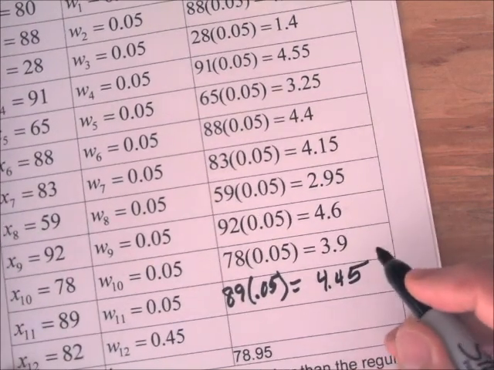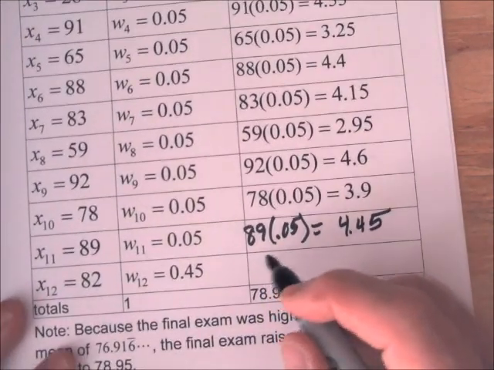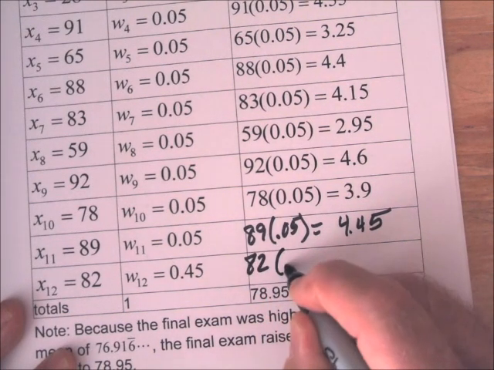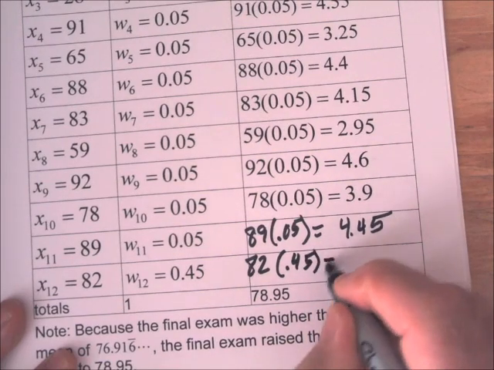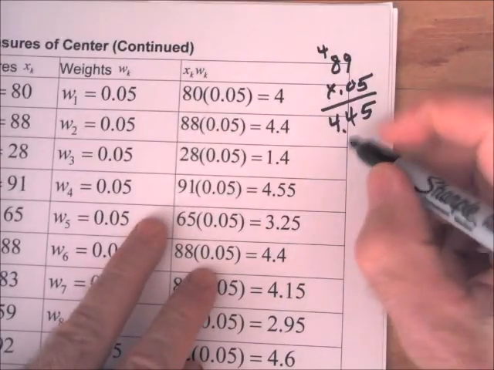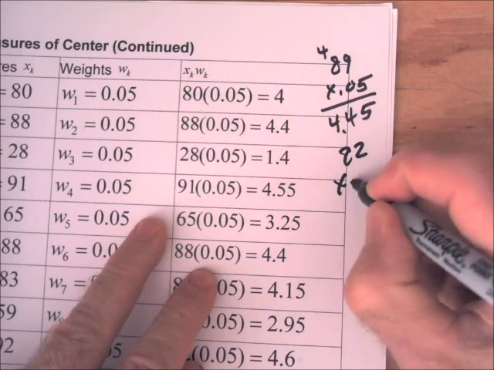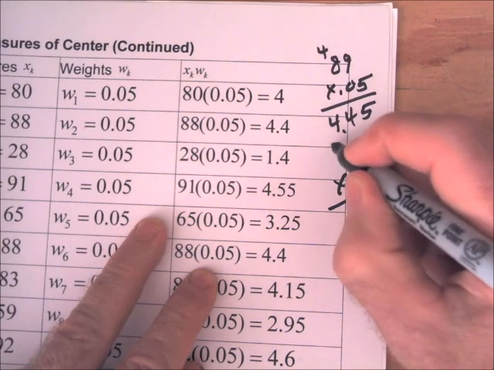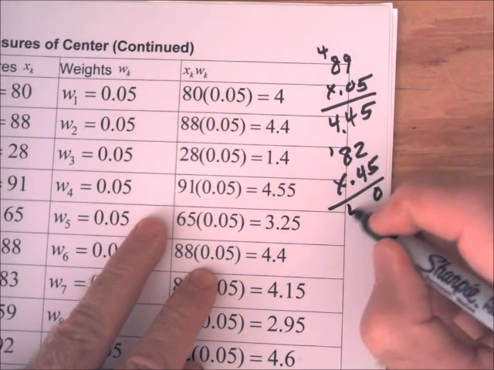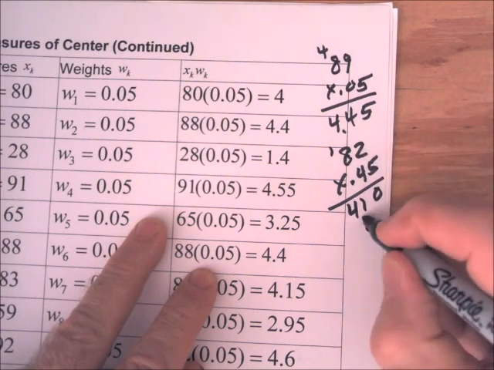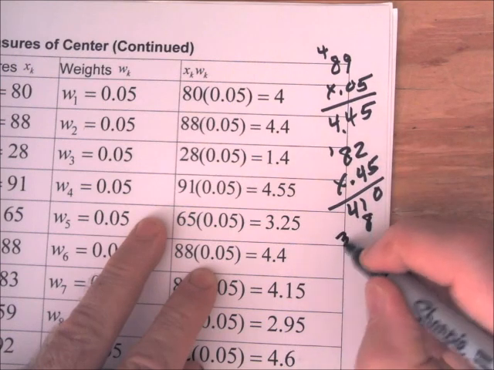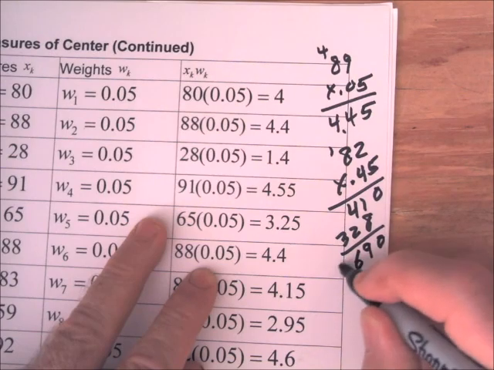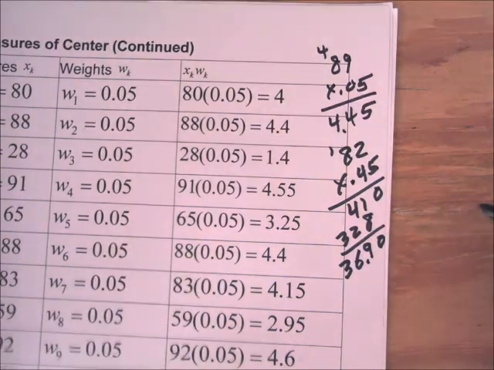And then the 12th exam, that's the final exam, that's weighted more. It's going to be 82 times 0.45. So it's 82 times 0.45. 2 times 5 is 10, carry the 1. 8 times 5 is 40, and 1 is 41. 2 times 4 is 8. 8 times 4 is 32. And we add these up. I get 36.90.